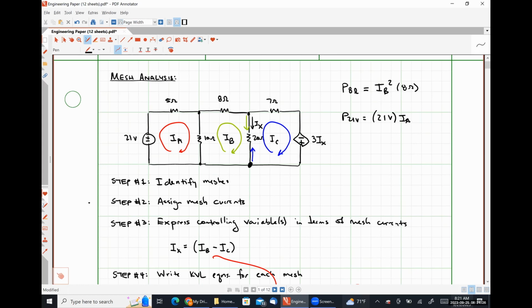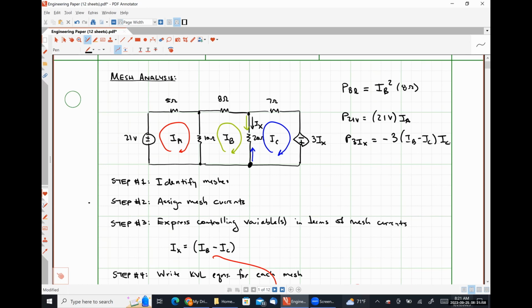What about the power absorbed by my dependent source? So 3IX times IC would be the power supplied by that source. I want the power absorbed, right? Because IC is flowing into the negative polarity terminal. So it would be negative 3IX, which we know to be IB minus IC times IC, right?